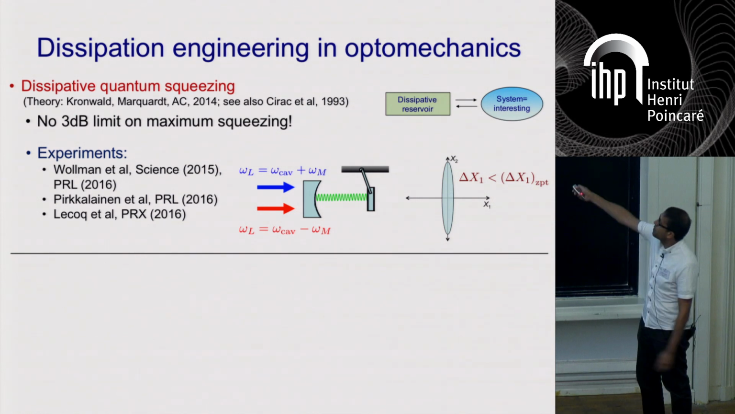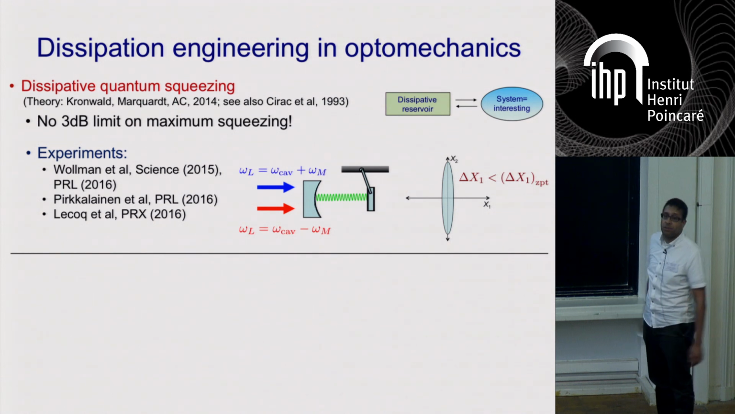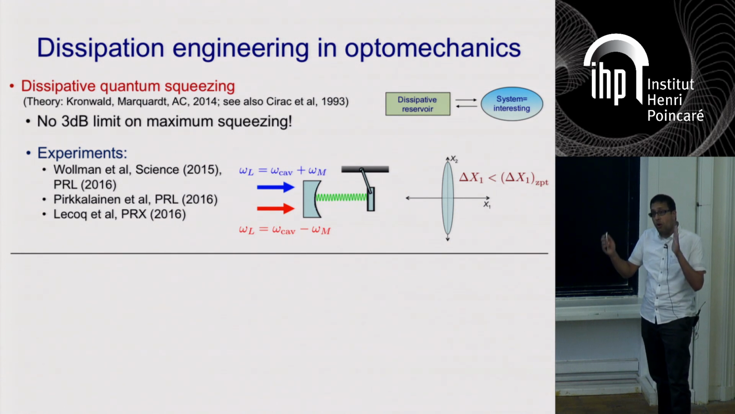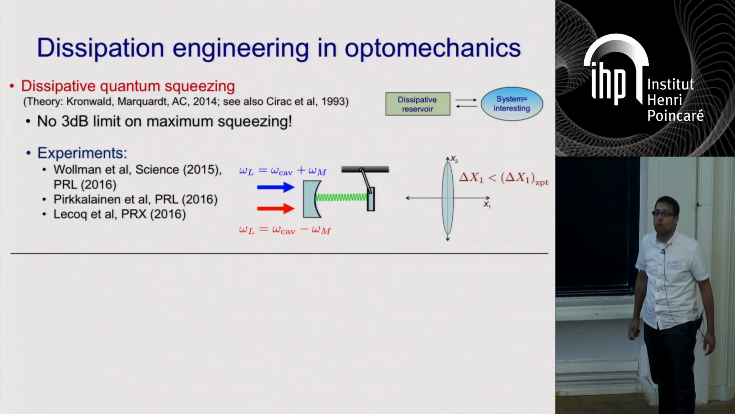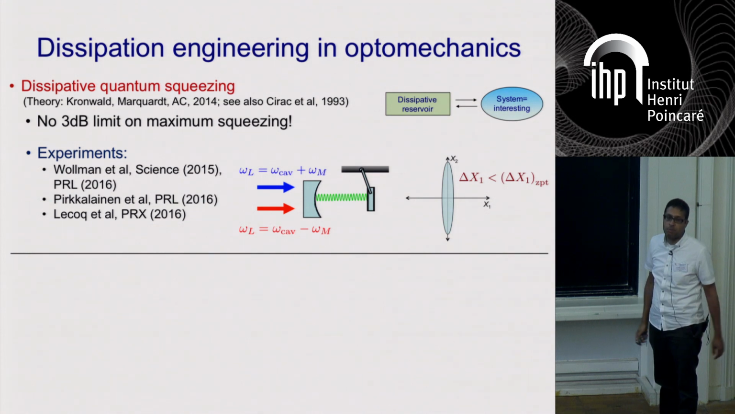And using that idea, you can actually stabilize the mechanical state into a quantum squeezed state, a state where one quadrature of motion is squeezed below the zero-point variance. So that's something that's been done now in three different experiments.